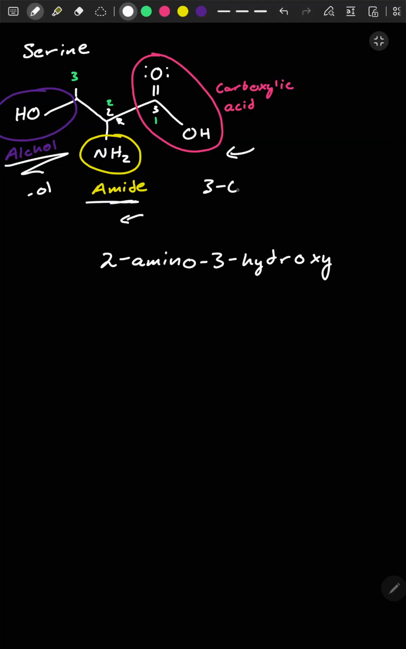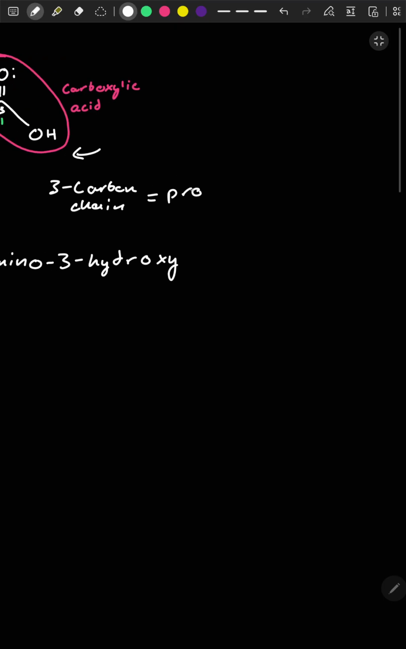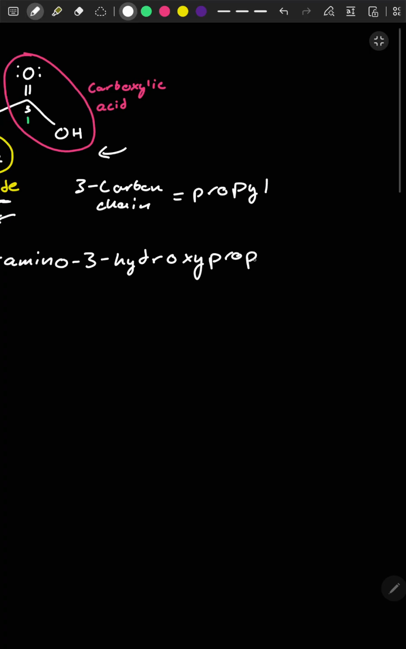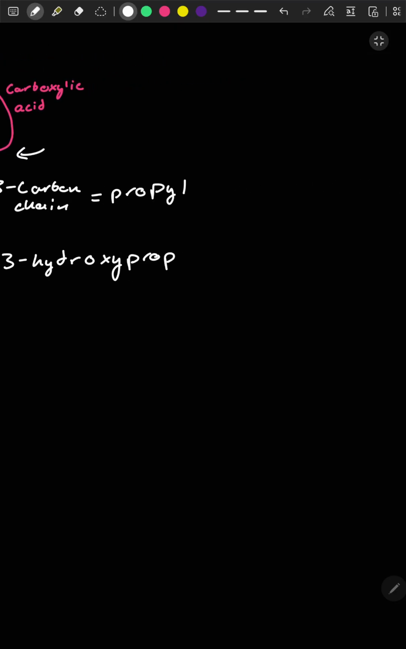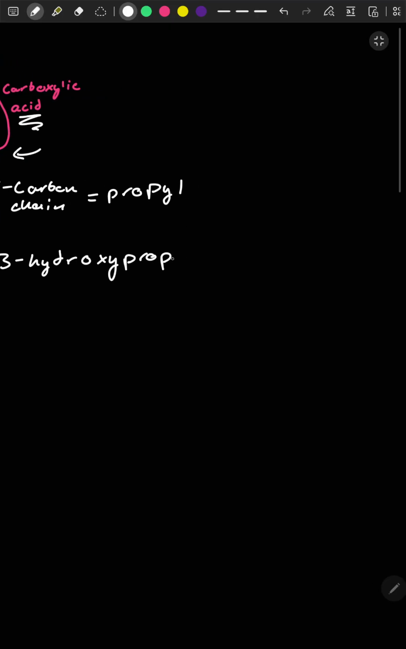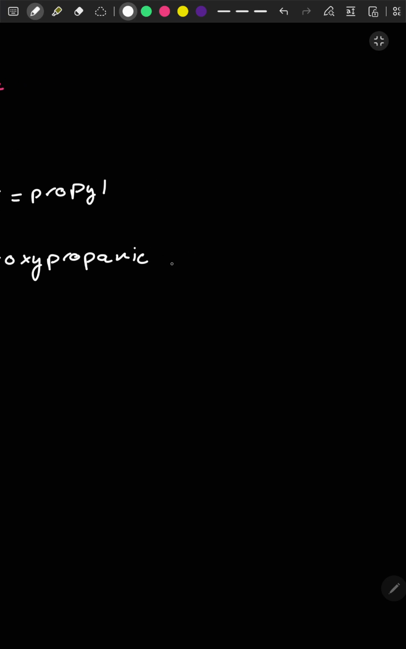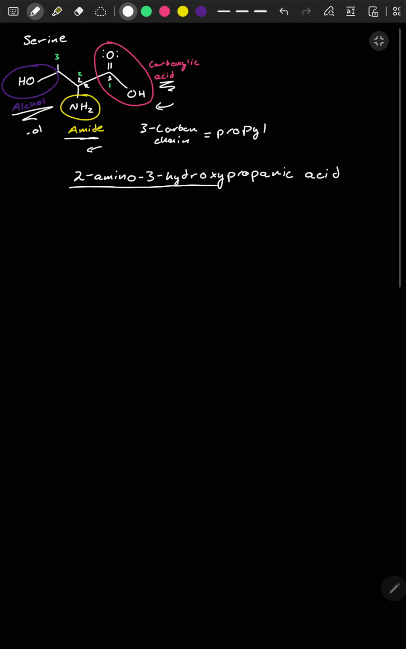Well, we have a 3 long carbon chain. So we know that 3 long equals a prop. So we'll have prop as our parent. And then, because of the carboxylic acid, like I was saying before, now this comes in and we have a propanoic acid. So that is the entire name, the IUPAC name, for serine.